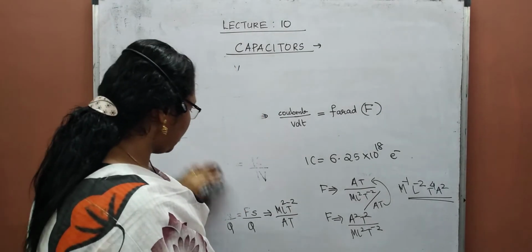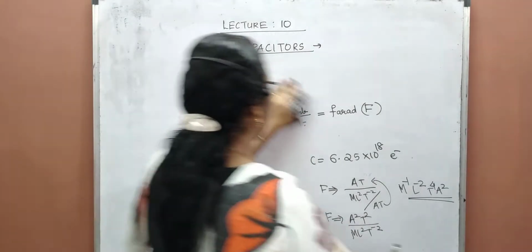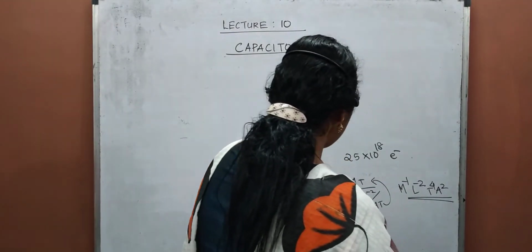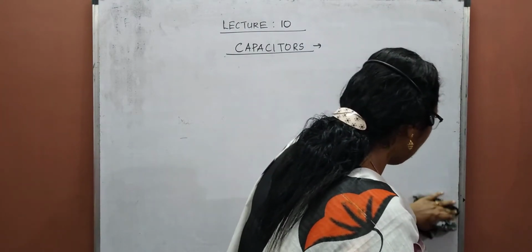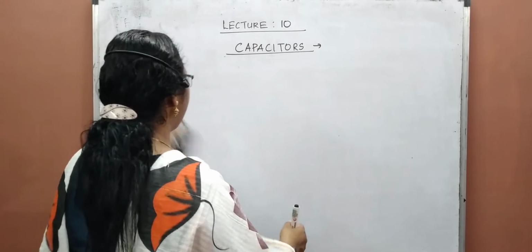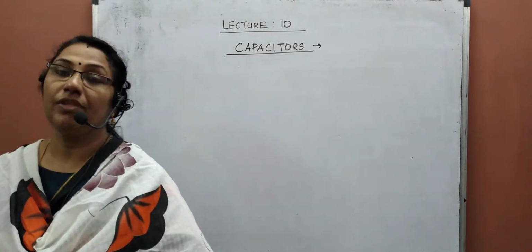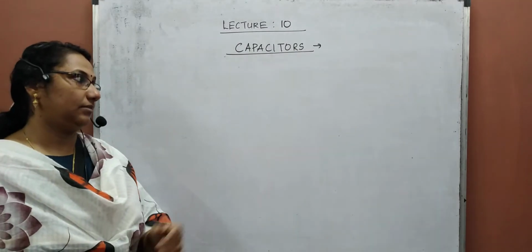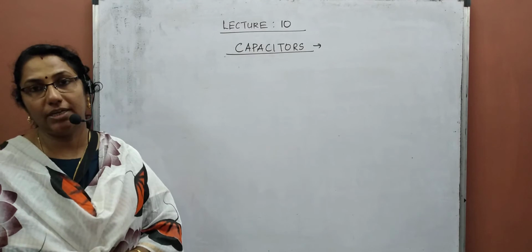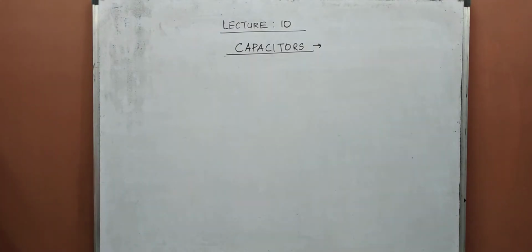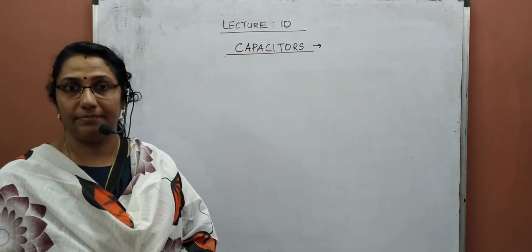Important: a capacitor stores only DC charges, not AC. We are now studying direct current, so our charges are DC charges. Therefore, our capacitor stores the DC, never AC. So, we know what is a capacitor. Just take a pause and go through the topic. Hoping all of you understood what is this capacitor.